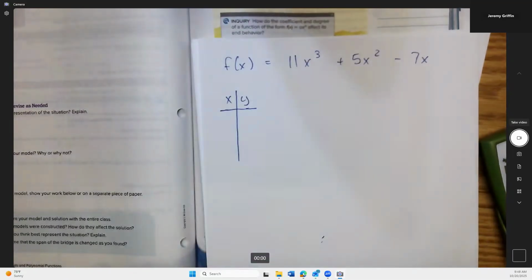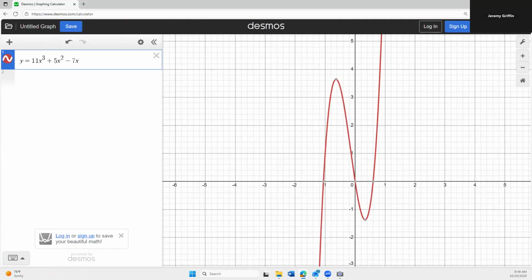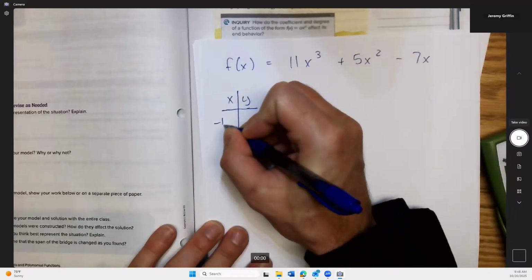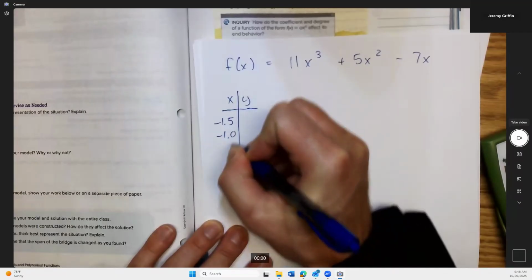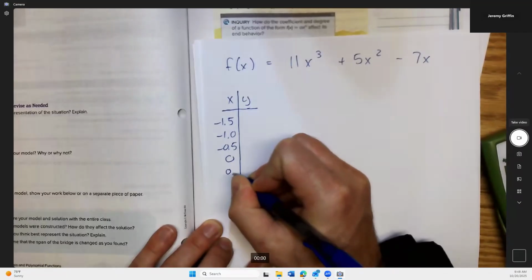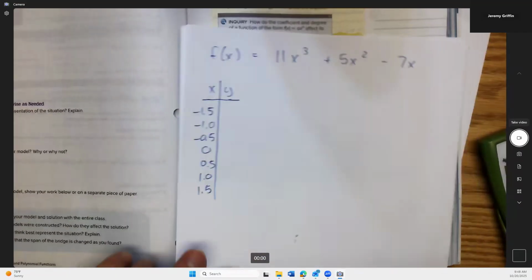How detailed should I get this? Let me check. Okay, glance back here real fast. Let's go by half values. I think that just makes more sense for how this particular one would be framed. So let's go -1.5, -1, -0.5, 0, 0.5, 1, 1.5. Okay, I think that'll create enough of the graph.